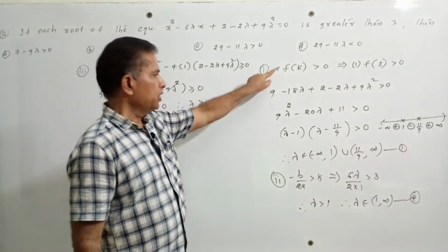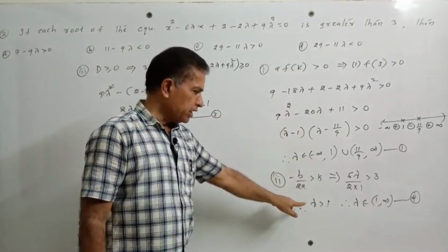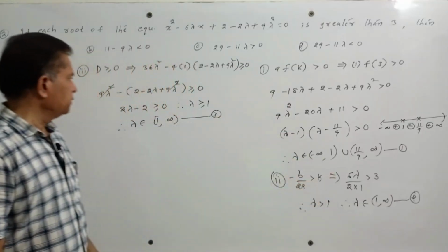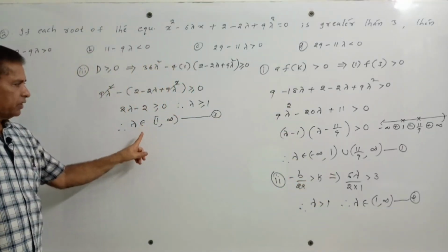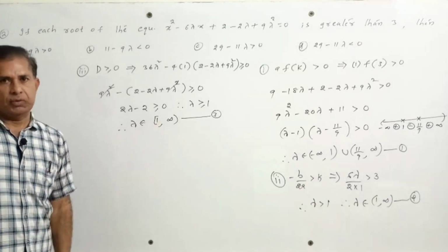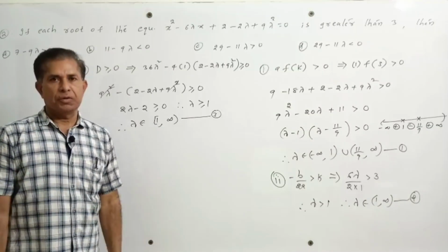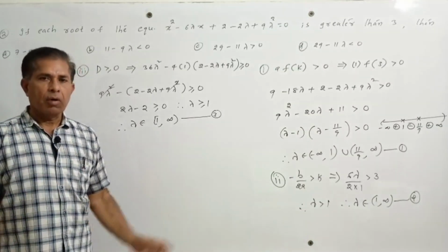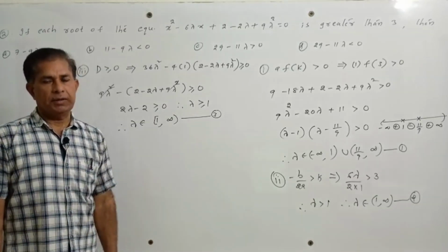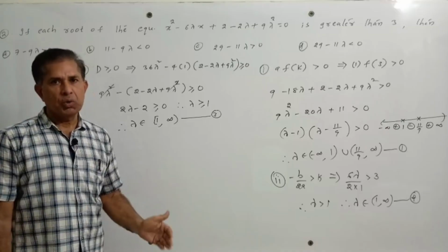So first condition is satisfied if lambda lies in this interval. Second condition is satisfied if lambda lies in the interval 1 to infinity. Third condition is satisfied if lambda lies in the interval 1 to infinity, 1 is closed. For both the roots of the quadratic equation greater than 3, all these three conditions must be satisfied simultaneously. That means we have to take the intersection of 1, 2 and 3.